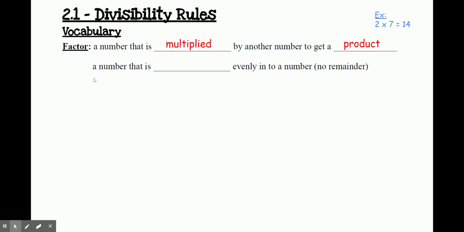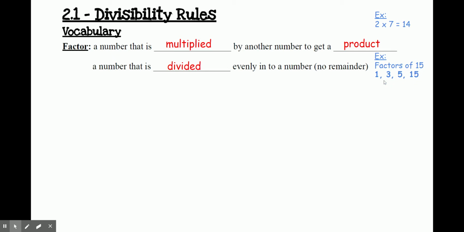The second definition of a factor is a number that is divided evenly into a number with no remainder. So factors of 15. What numbers can you divide 15 by evenly? Well, you can divide 15 by 1. 15 divided by 1 is 15. No remainder. 15 divided by 3 is 5. 15 divided by 5 is 3. 15 divided by 15 is 1.